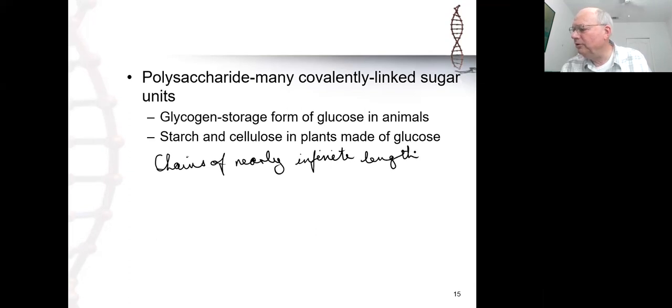So these chains are essentially infinite in length, to all intents and purposes, they might as well be considered that way. There are three that are really important. So we have glycogen, which is how we store glucose in our muscles and in our liver. That's primarily where this is stored. And it's a form of instantaneous energy.